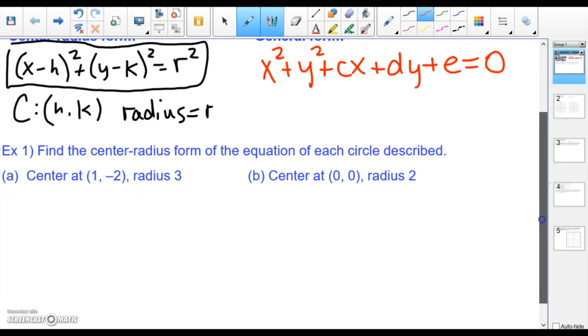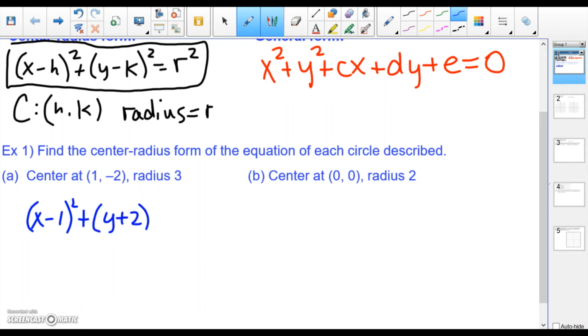Example 1, find the center radius form of the equation of each circle described. Okay, so this is easy if you know that center radius form up top. So the center is at 1 comma negative 2, so that means the formula is going to be (x minus 1) squared plus (y plus 2) squared. All right. So, y minus k, so it's minus negative 2, which is why it's going to be plus.